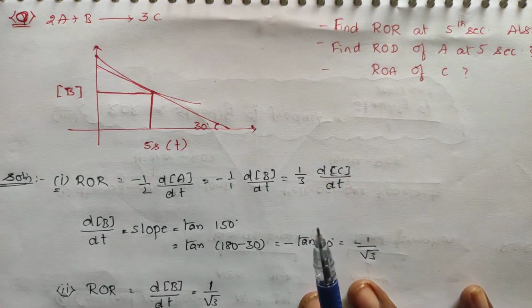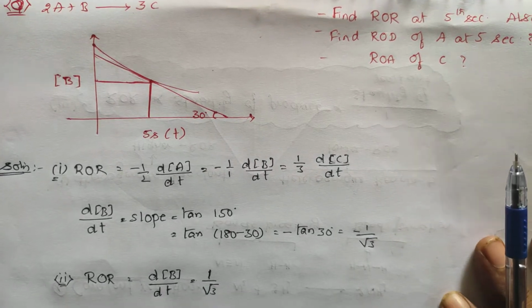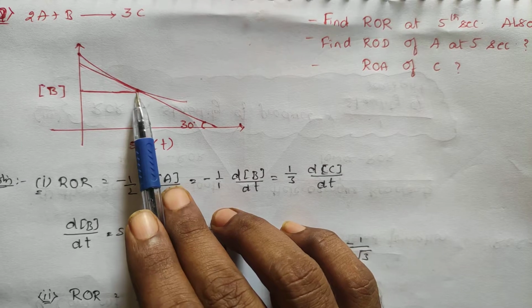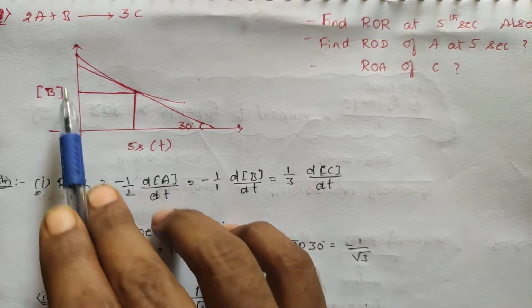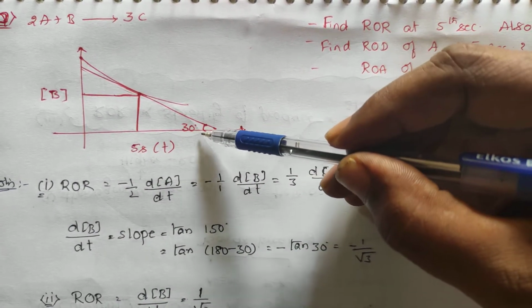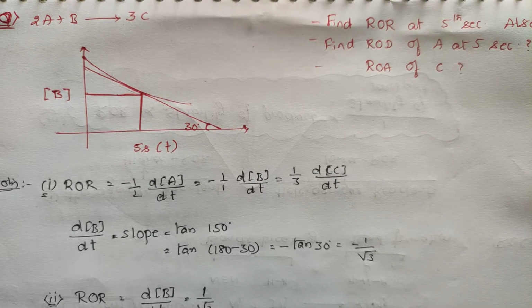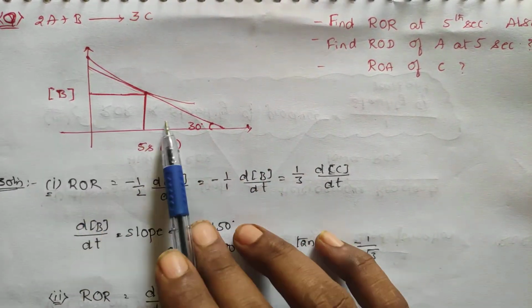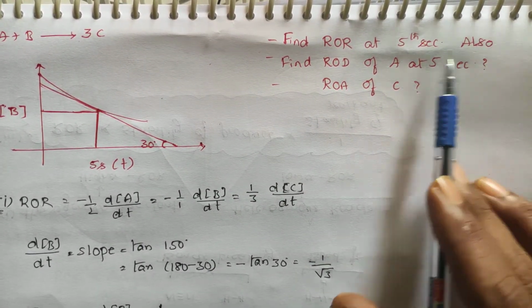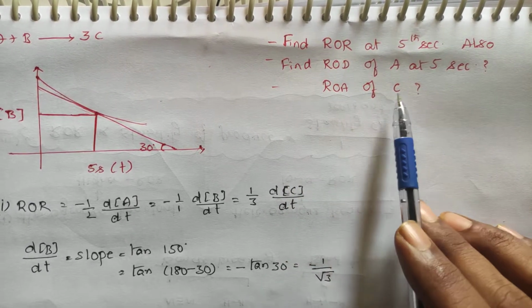Take one more question. 2A plus 3B gives rise to 3C. So he has given with respect to the reactants this graph, and he is asking at the 5th second. He has plotted on the y-axis the concentration of B, and it is intersecting with the x-axis. Inside angle is 30. So what will be the outside angle? It will be 150, right? So this is the graph he has represented, and the question is: find the rate of the reaction at the 5th second. Also find the rate of disappearance of A at the 5th second and the rate of appearance of C.